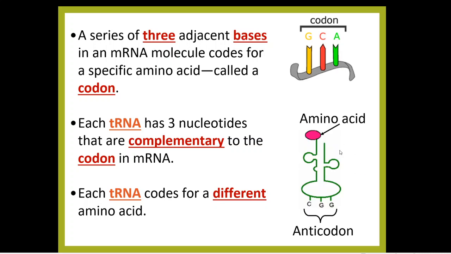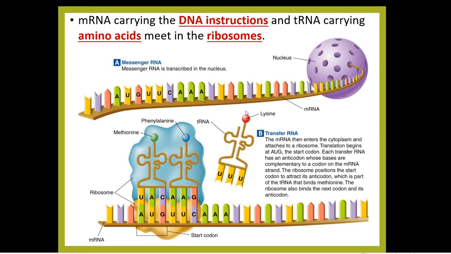So this is what this means. CGG codes for this specific amino acid off the tRNA. And this one is the codon on the mRNA. And the 3-letter code on the tRNA is what we call the anticodon. Okay? So this is a whole picture of the whole process. mRNA carrying the DNA instructions and tRNA carrying amino acids meet in the ribosome.